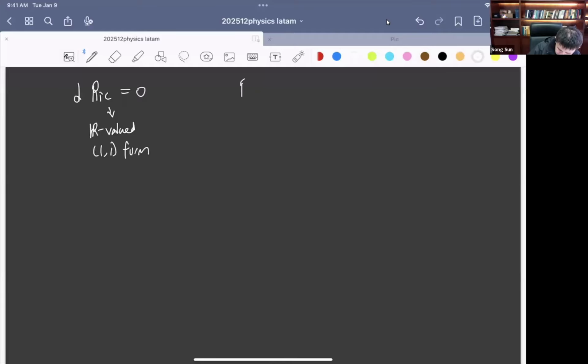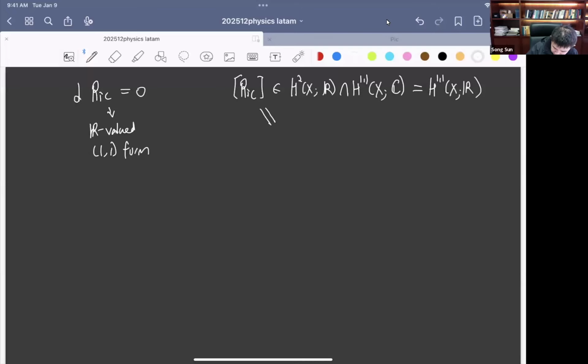So this means Ricci has a cohomology class, which is certainly a de Rham second cohomology class, but it's also a 1-1 class. So we write H^{1,1}(X, R) in terms of the Hodge decomposition. And this is exactly the same as 2 pi times the first Chern class of X, if we consider it as a cohomology class in H^{1,1}(X, R).